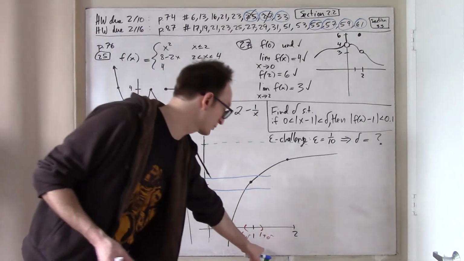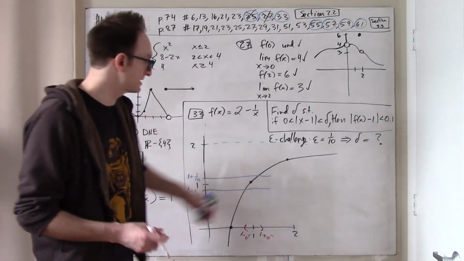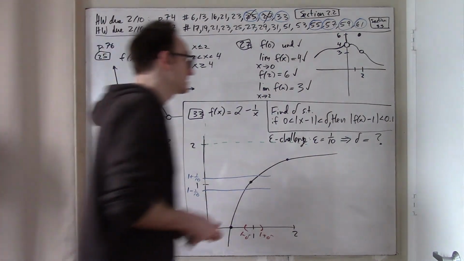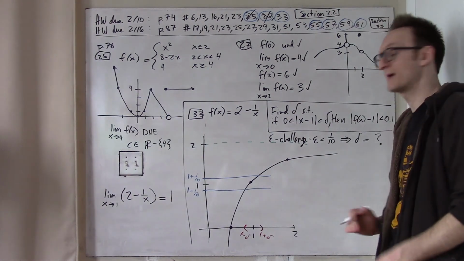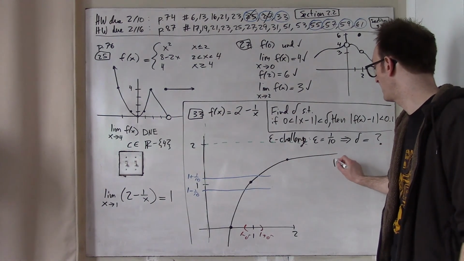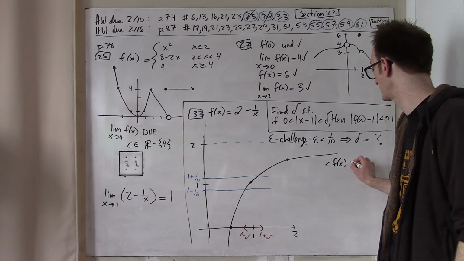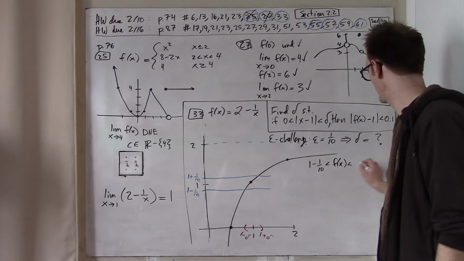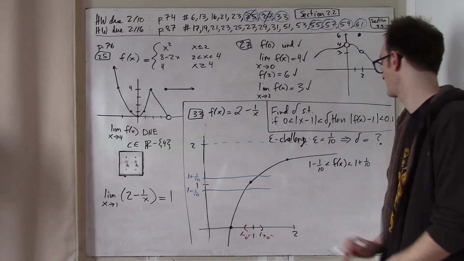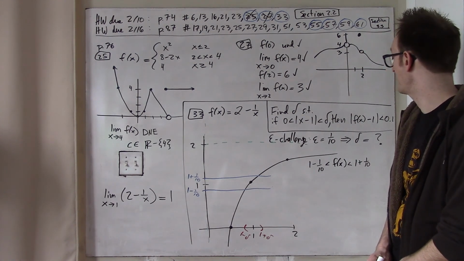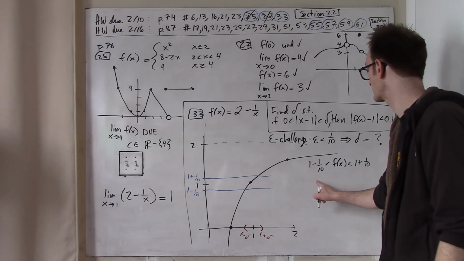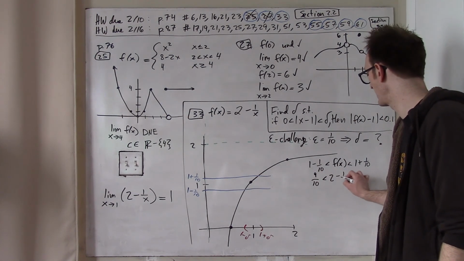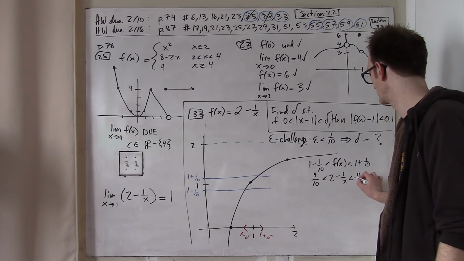What is the symmetric interval around 1 in which I can guarantee that this is true? Okay, let's do it. Well, ultimately, I just need to solve a little inequality by working backwards, right? So I say, okay, under what conditions is my function between 1 minus a tenth and 1 plus a tenth? Okay, what is my function? It's 2 minus 1 over x. So that's 9/10, and this is 2 minus 1 over x, and this is 11/10.